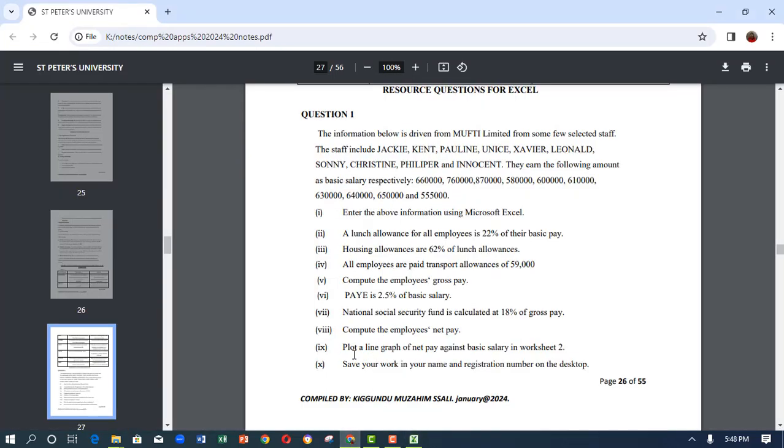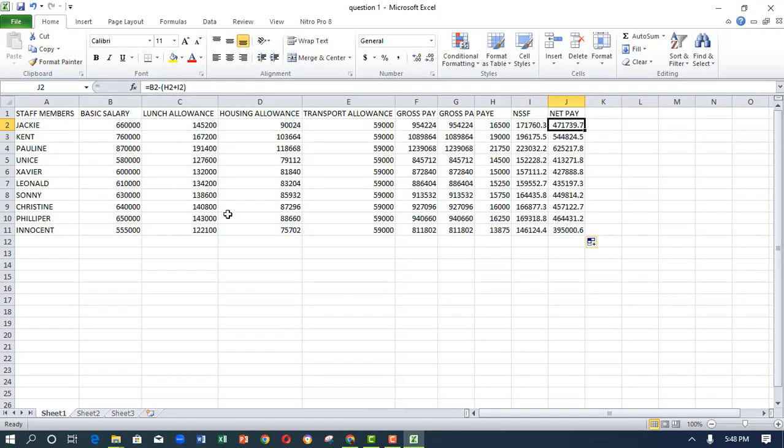They are saying plot a line graph of net pay against basic salary in worksheet 2. Okay, plot a line graph. So they want us to plot a line graph of basic salary and net pay. So we have to select both the two, basic salary and net pay. But you find that if you're selecting net pay and you come select basic salary, net pay is going to be unselected, or it's going to be unhighlighted.